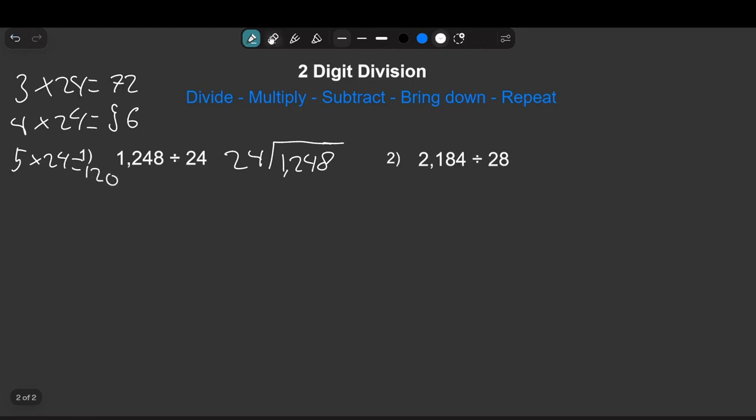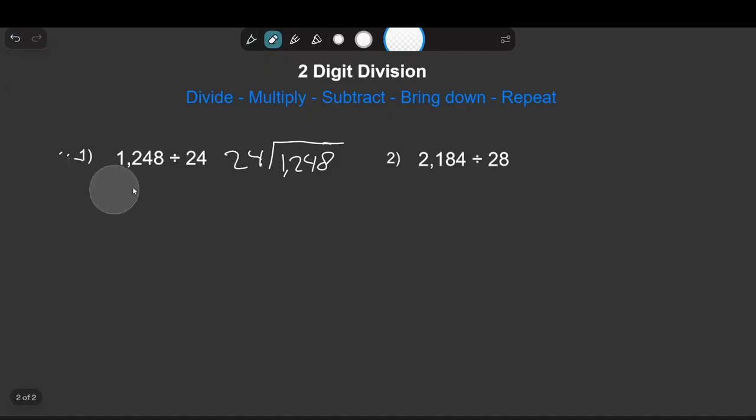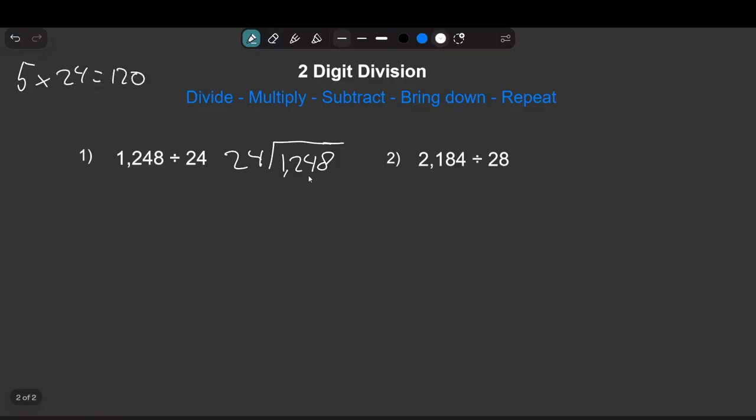Now we know that 5 times 24 equals 120. So we're just below our 124, and we can't go up another one because then we would be too high. So we can write the 5 down here. Don't write it over the 2 or the 1, because we also used the 4. So now we have 5.